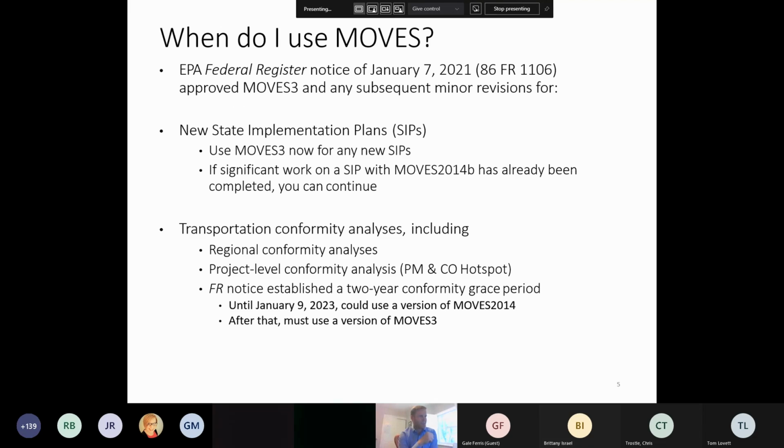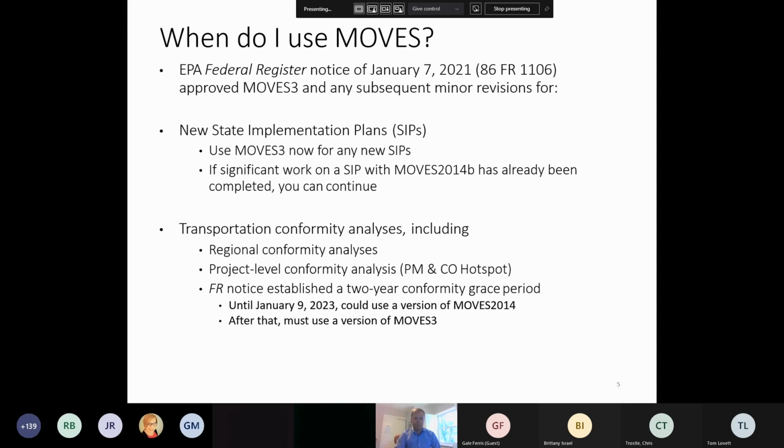So it is going to be required for SIPs and conformity. EPA released this Federal Register notice soon after the release of the model, which was promulgated in the Federal Register, essentially announcing that the model is available. It has to be used for SIPs, and it also notes this 2-year grace period for transportation conformity. The grace period, I guess it's going to end January 9th of 2023, so roughly 2 years. I think the 7th is a Saturday, so EPA gave two extra days on that grace period.